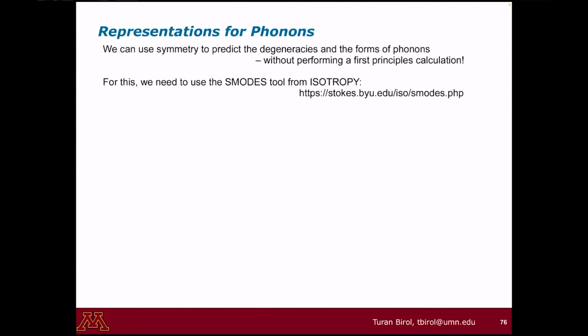Now, we can use symmetry, in particular the space group and the Wyckoff positions of the atoms, to predict the degeneracies of the phonons. So how many phonons you have for each representation and what the degeneracy of these representations is, without even doing DFT. So you can do this before doing DFT to guess what the outcome will be, or you can do this after doing DFT to confirm your result. For this, there's a tool called SMODES, short for symmetry adapted modes, again in the ISOTROPY software suite, which you can find at this web address.